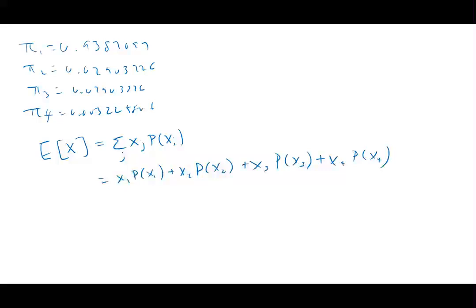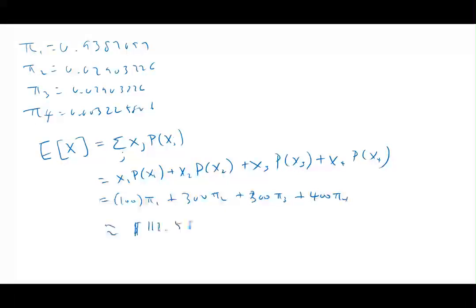So if you haven't had an accident in the last 2 years, the premium you pay is 100. That goes with pi 1. Okay. In state 2, you've had 1 accident in the last 2 years, so your premium will be 300. And that's pi 2. Same thing with state 3, 300 times pi 3. And then state 4, you've had an accident in each of the last 2 years, so you end up paying 400 times pi 4. You plug the values in, you're going to get roughly $112.58. Okay, so the expected premium that a customer pays, not knowing what that customer actually did the last 2 years, is about $112.58. That's what this result implies.